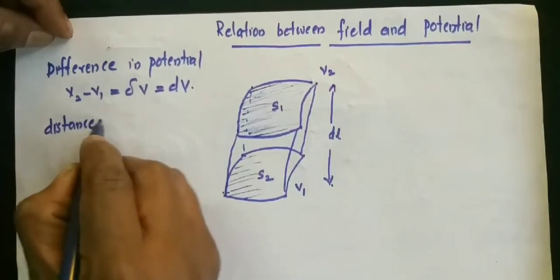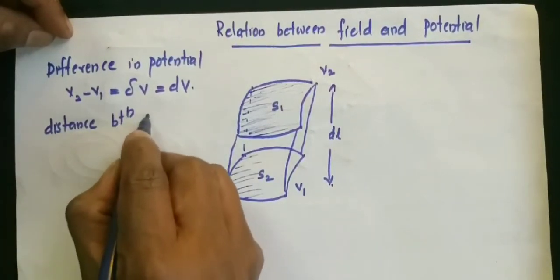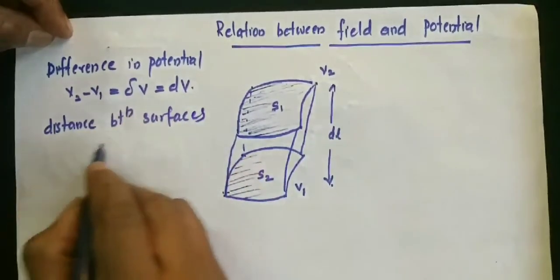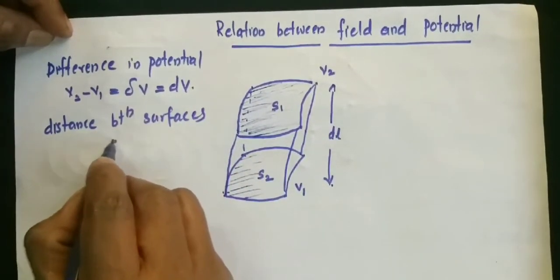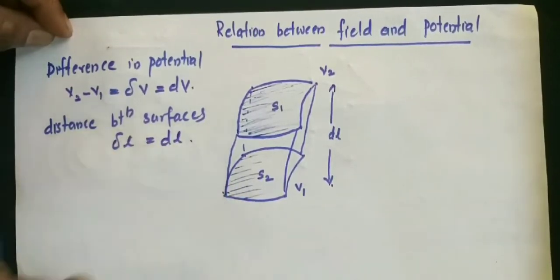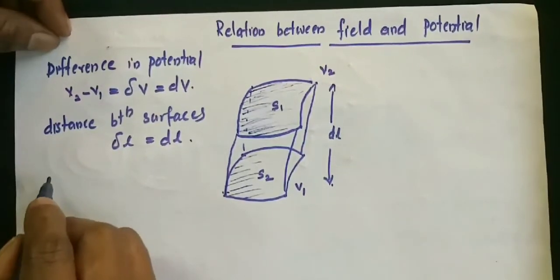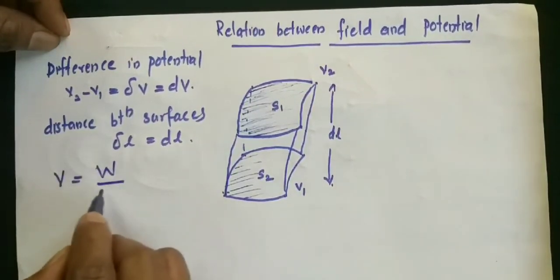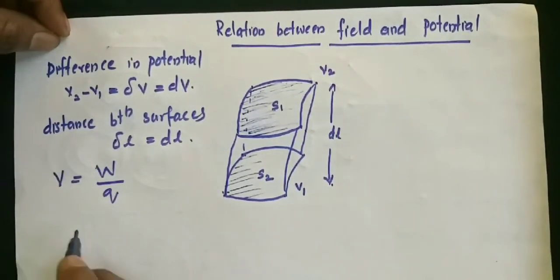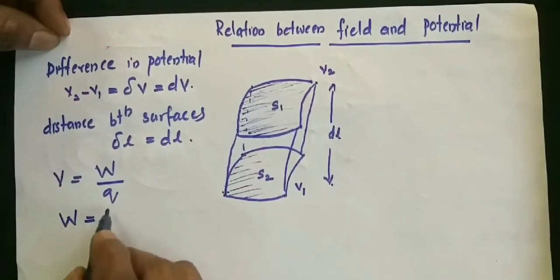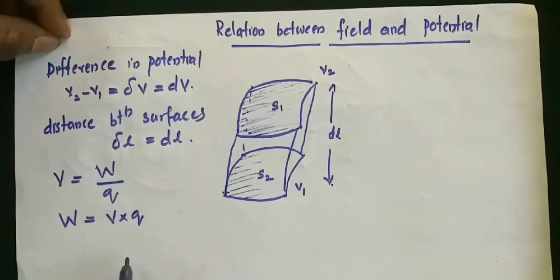And similarly, the distance between these two laminas S1 and S2 will be delta L or dl or dr. Whatever parameter you like, you can take it. So V will be work divided by charge. Potential will be work by charge. From the beginning of the class we have studied that work W is equal to V into Q.